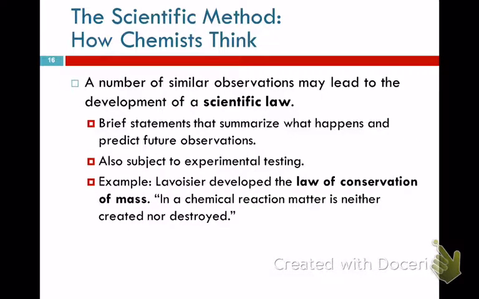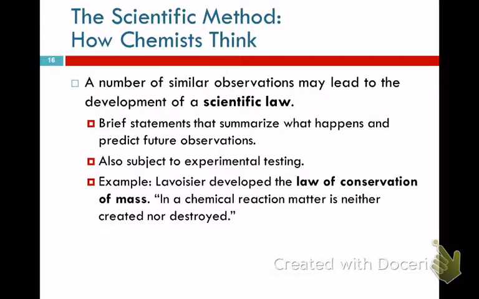Now, people get a little bit confused about this. From many observations, we can develop what's called a law, or we can develop what's called a theory. They're two different things. A law tells us what happens when something else happens. If A, then B.